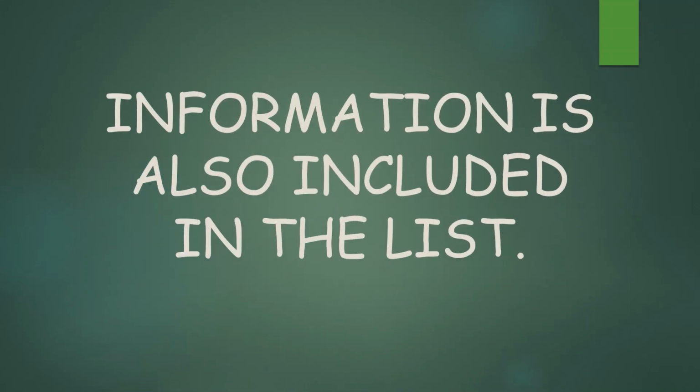Information is also included in the list. Communication is done by providing information for individuals to make decisions, identify and evaluate choices. Information is also vital to ensure that individuals are informed of rules and procedures to eliminate uncertainties in the workplace.